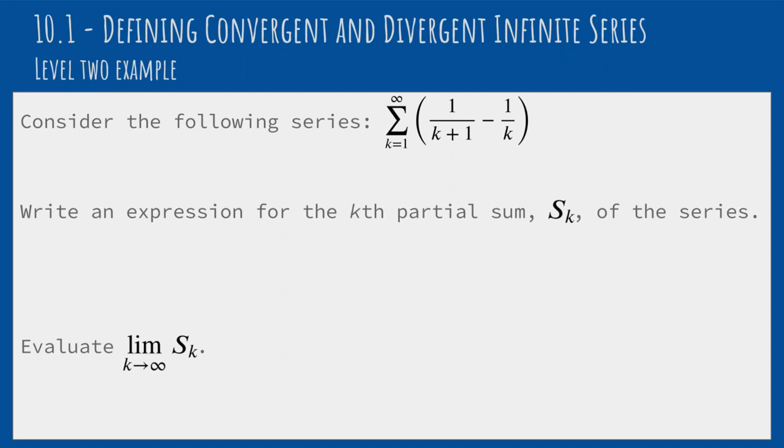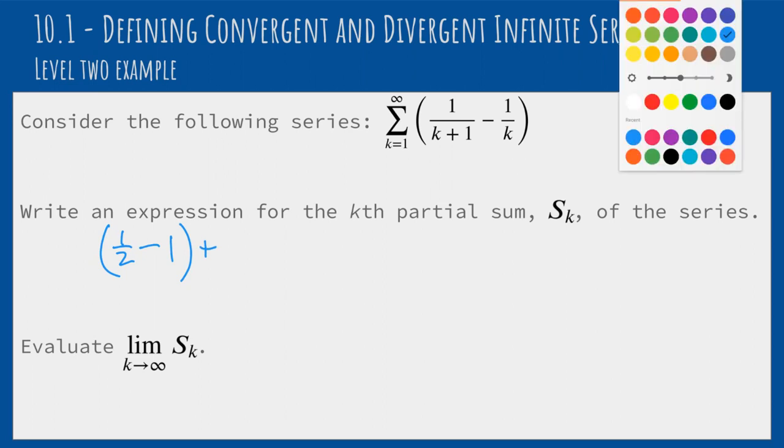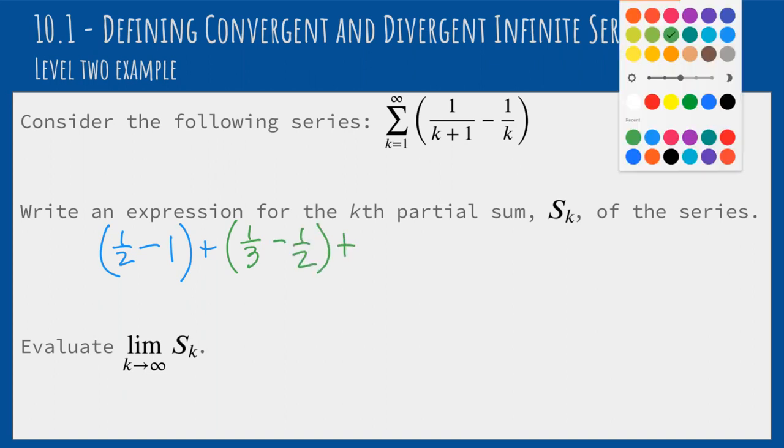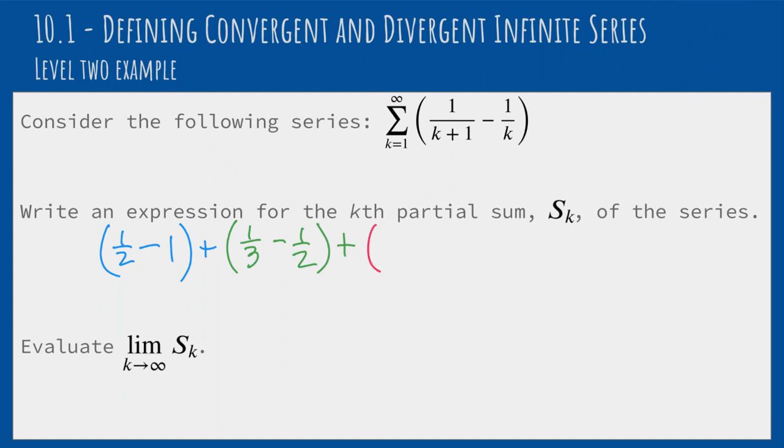So the first term is, we plug 1 in, we get 1/2 minus 1. I'm going to put that in parentheses. I'm going to group the terms in parentheses here just for organizing purposes. Then the second term is when k equals 2. So that's going to be 1/3 minus 1/2. And when k equals 3, we're going to get 1/4 minus 1/3.